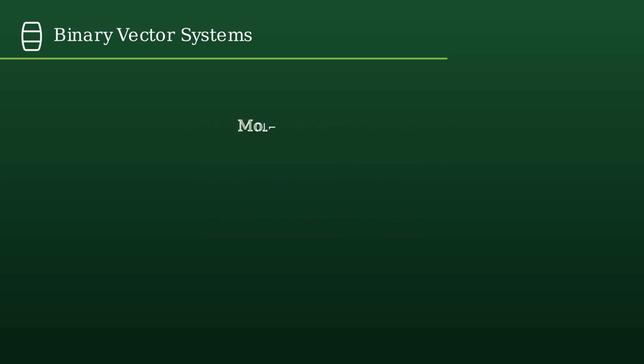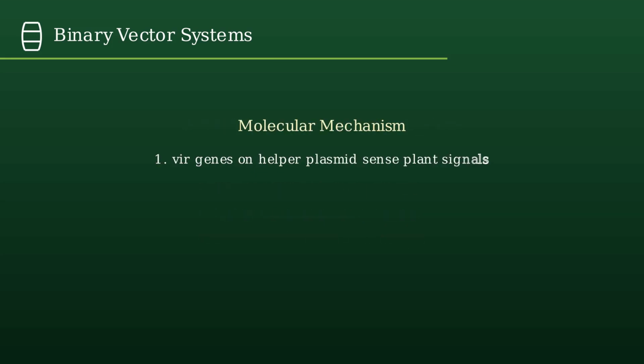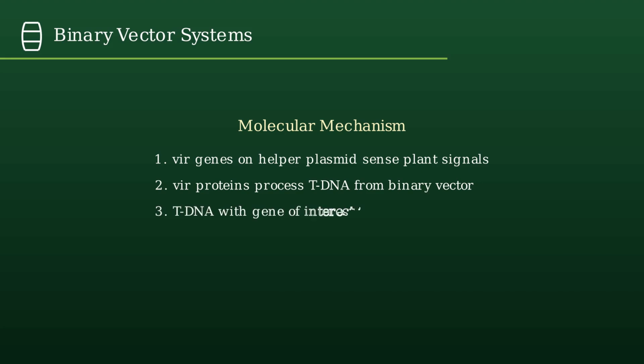Let's examine how this binary vector system works at the molecular level. The process begins when virulence genes on the helper plasmid sense signals from wounded plant cells. These activated virulence proteins then process the T-DNA region from the binary vector, preparing it for transfer. Next, the T-DNA containing the gene of interest is transferred from the bacteria into the plant cell. Finally, the T-DNA integrates into the plant genome, allowing expression of the introduced gene. By separating these components, scientists can more easily engineer plants with new traits while maintaining efficient transformation.